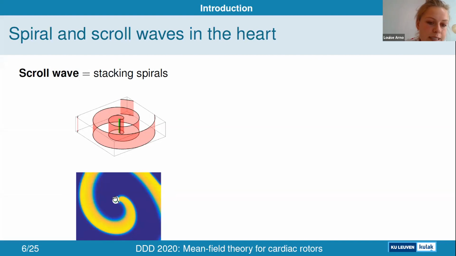And this point we call the tip of a spiral wave. When we stack these tips on each other, we get the rotation axis of the scroll wave. And this is, again, the filament of the scroll wave. And for us, it's very important in our mean field theory.